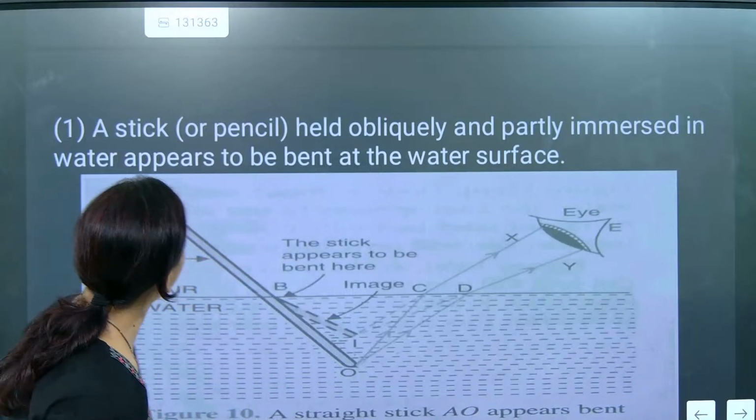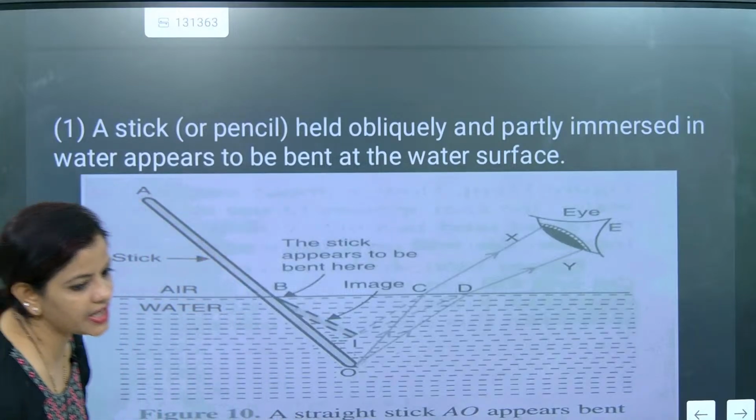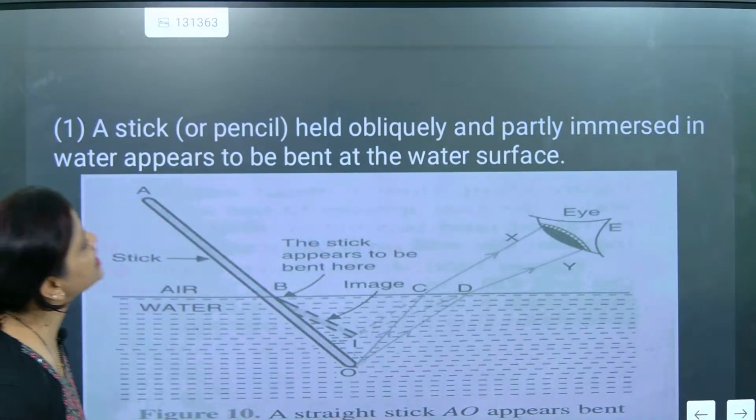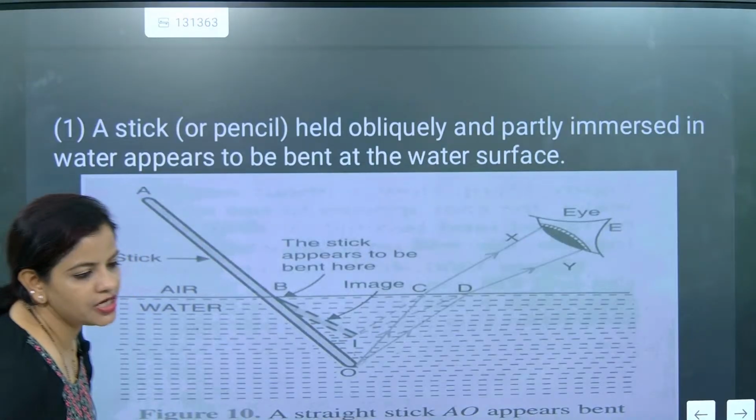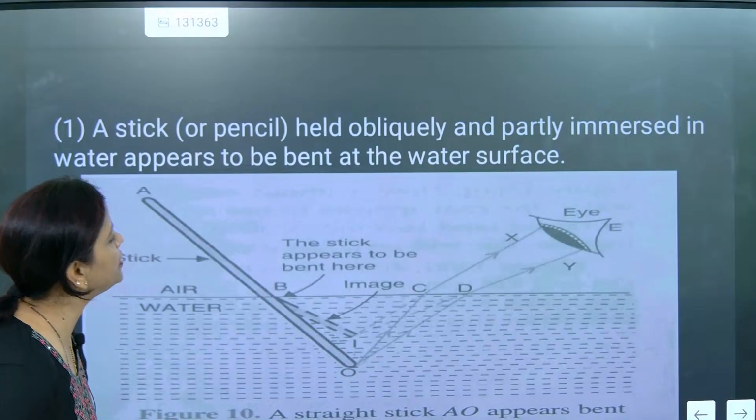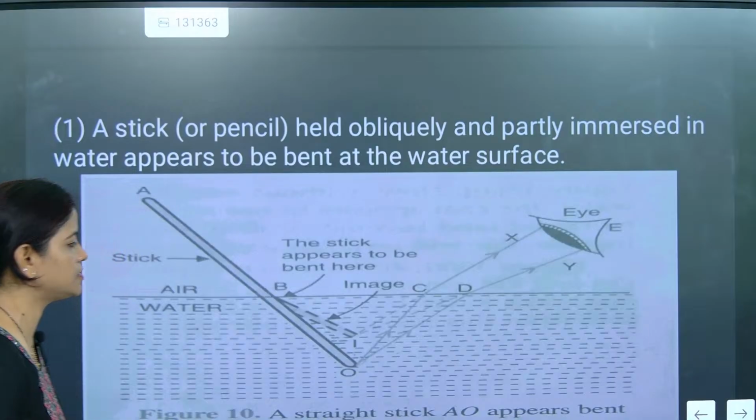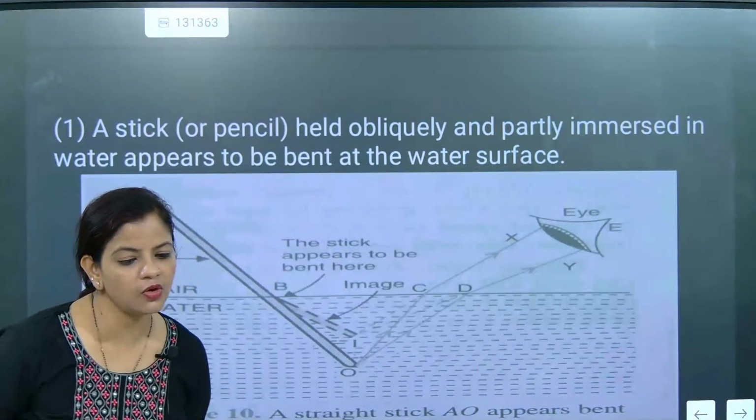Absolutely correct. Now we are going to go for the next one. Please kindly pay attention. A stick held obliquely and partially immersed in water appears to be bent at the water surface. Appears to be bent at the water surface.